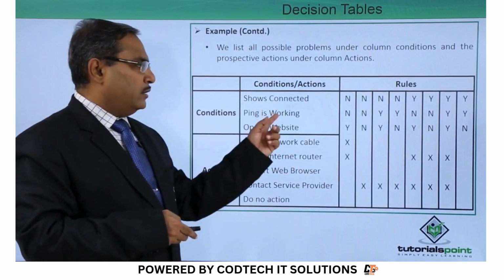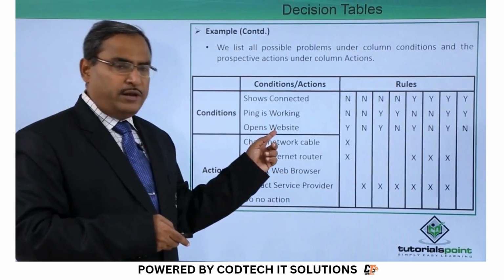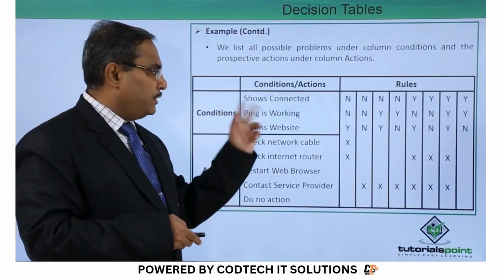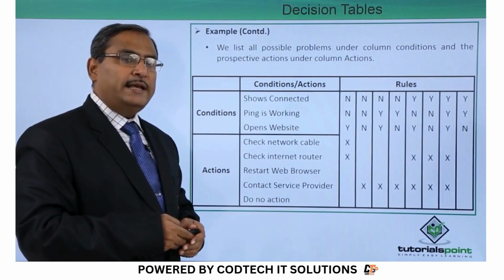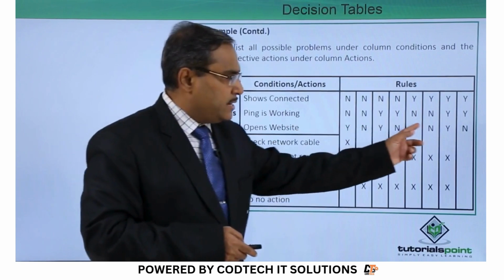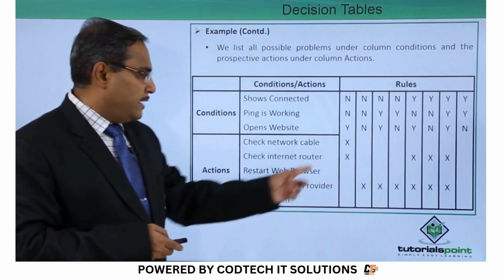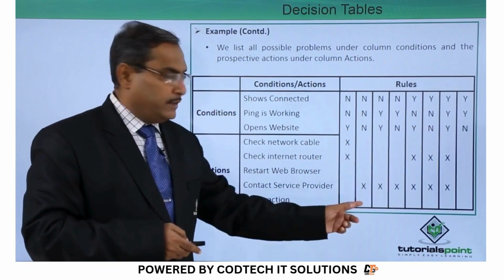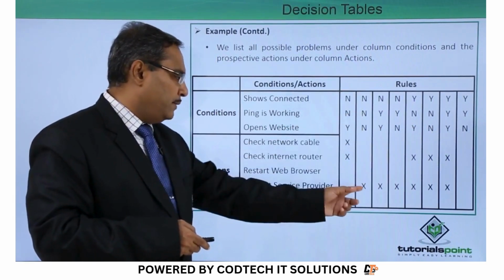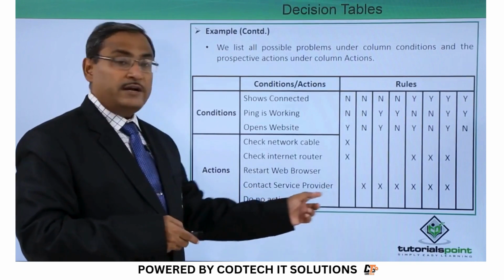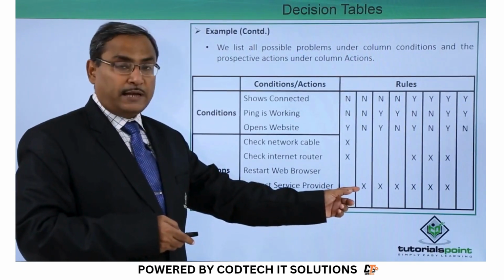So in this way, how many conditions do we have? We have 3 conditions. If you consider yes and no for each condition, how many combinations are we expecting? We are expecting 8 combinations. So you can find that 8 rules are there, and the respective actions are denoted. Similarly, I can also go for no, no, no for all of them, then contact the service provider. That is the respective action to be taken.